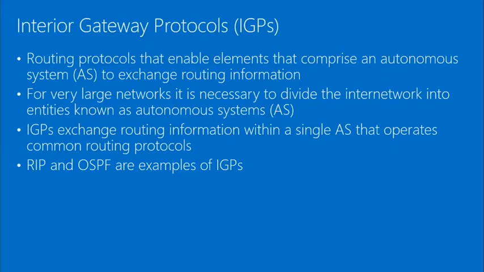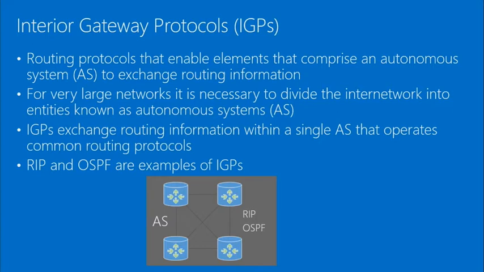Interior gateway protocols are routing protocols that enable elements that comprise an autonomous system, AS, to exchange routing information. What does that mean? Well, for very large networks, it can ease routing to divide the network into smaller entities known as autonomous systems, or AS. IGPs, or interior gateway protocols, are routing protocols that exchange information within the autonomous system. RIP and OSPF are examples of IGPs. So notice here we have an autonomous system, and RIP or OSPF could be used within the system to keep the routers up to date about the paths.